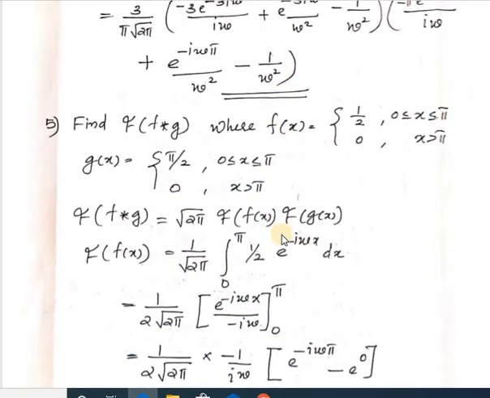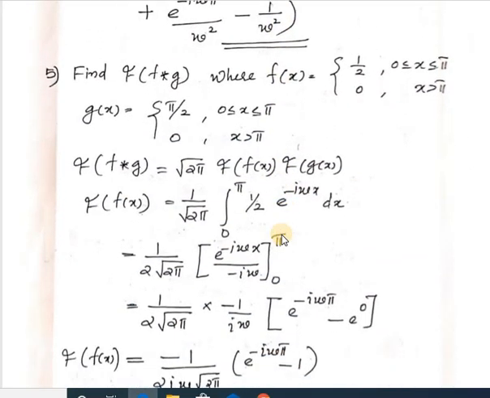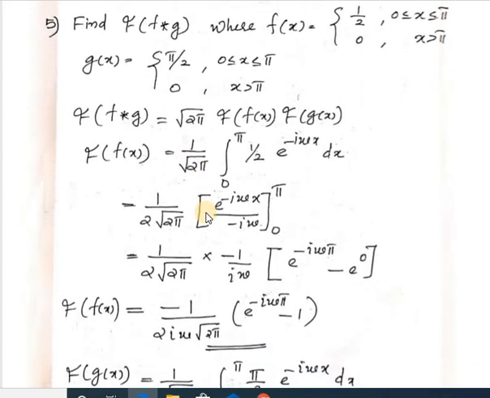Now we will do one more problem, that is find F of f star g where f of x is 1 by 2 from 0 to pi and g of x is pi by 2 from 0 to pi. So first write the convolution theorem, that is F of f star g is root 2 pi F of f of x into F of g of x. Now by definition of the Fourier transform, F of f of x is equal to 1 by root 2 pi integral. Here the limit changes from 0 to pi and the corresponding function is 1 by 2 e raised to minus i omega x dx. 1 by 2 is a constant, we can take it outside.